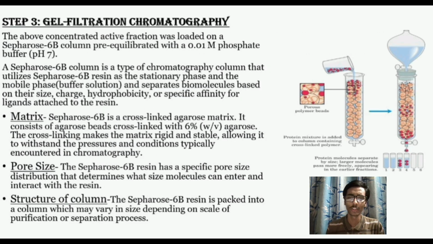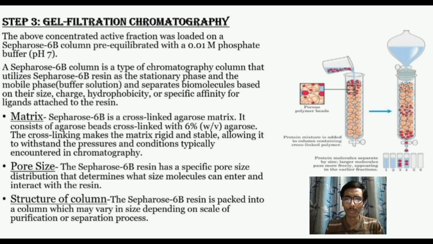After the anion exchange chromatography, gel filtration chromatography, namely Sepharose 6B column chromatography, is performed. In this chromatography, the Sepharose 6B resin is used as the stationary phase, whereas the buffer solution is used as the mobile phase. In this type of chromatography, the biomolecules are separated based on their size, charge, or specific affinity for the ligands attached to the resin.